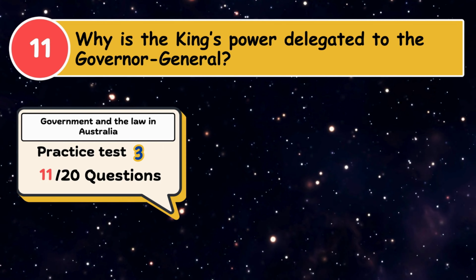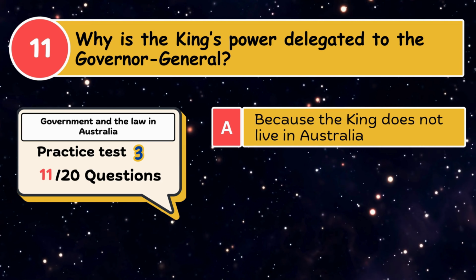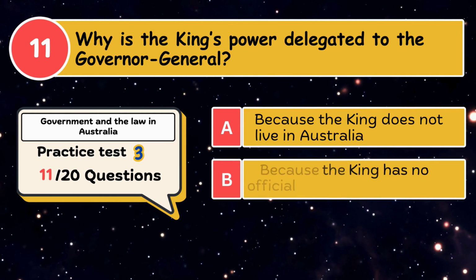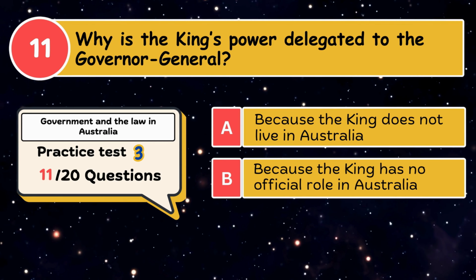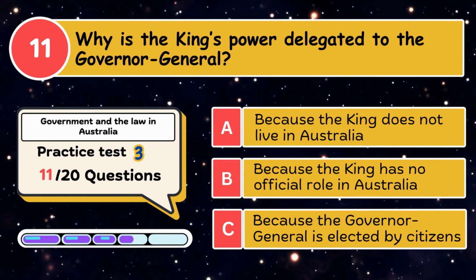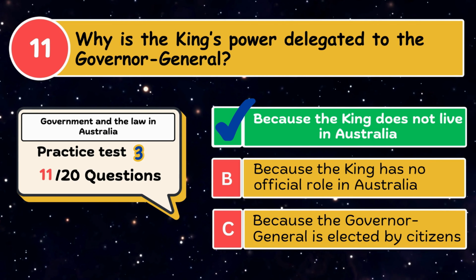Why is the King's power delegated to the Governor-General? A. Because the King does not live in Australia. B. Because the King has no official role in Australia. C. Because the Governor-General is elected by citizens. The correct answer is because the King does not live in Australia.